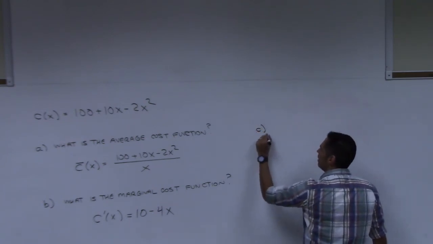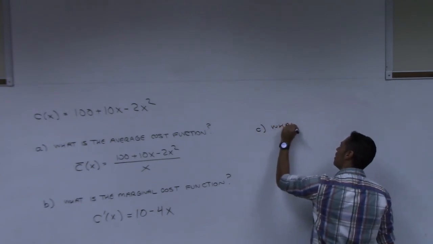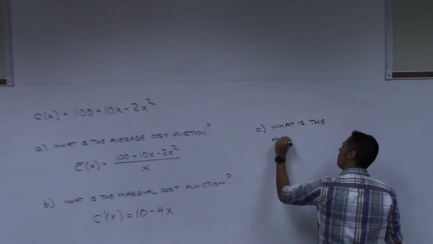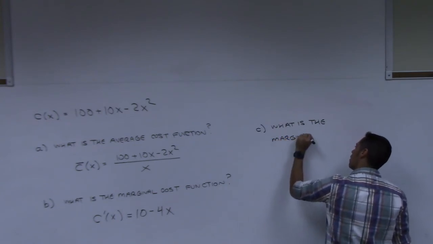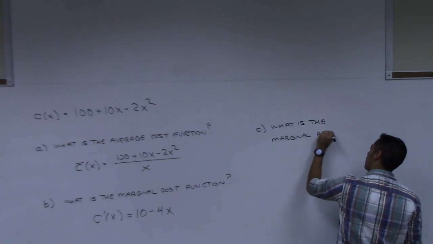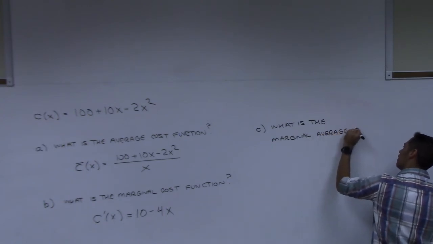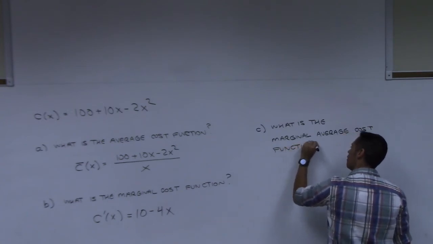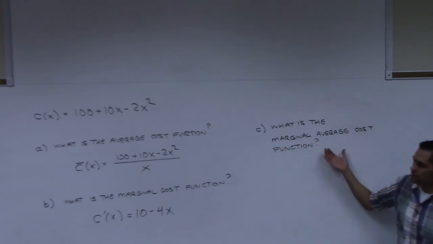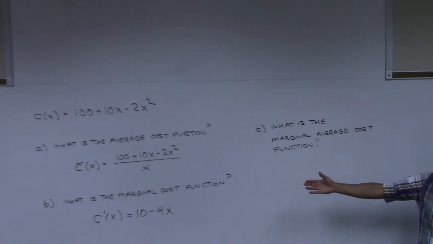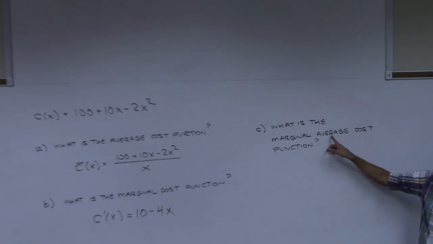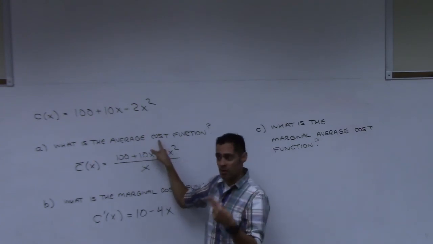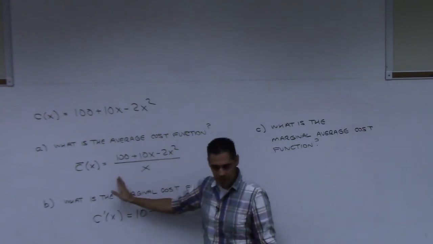Now part C. What is the marginal average cost function? Okay, so you see the difference in the wording on part C and part B. I threw in the word average. So now we're going back to the average cost function. We're finding the marginal average cost, which means we need the derivative of this.